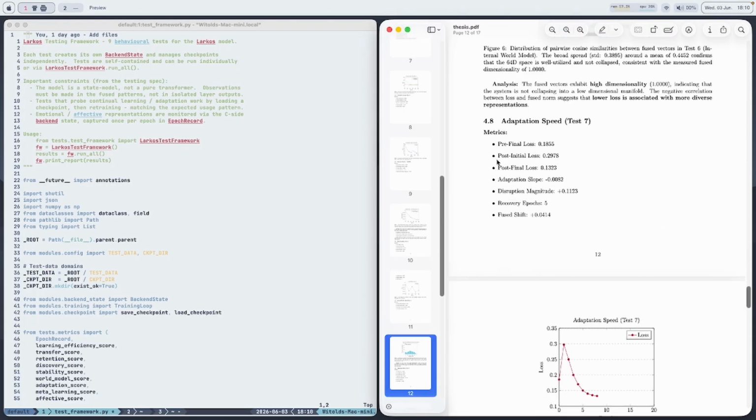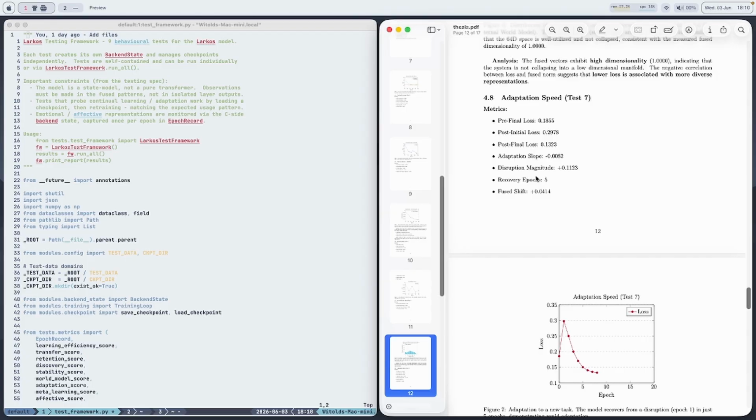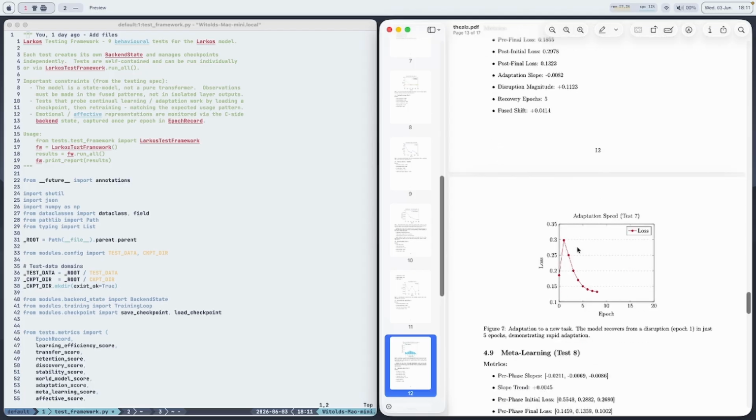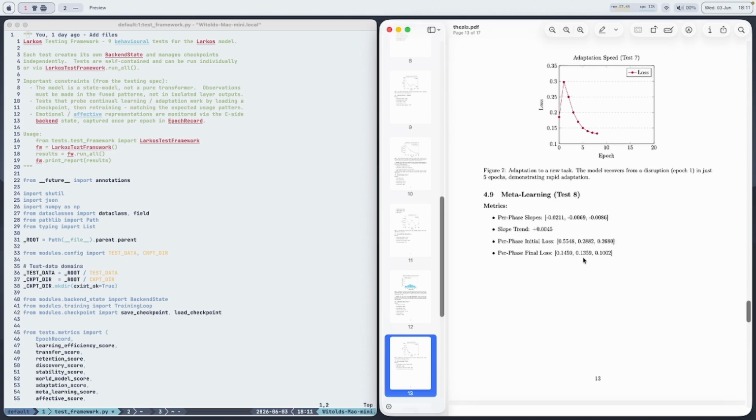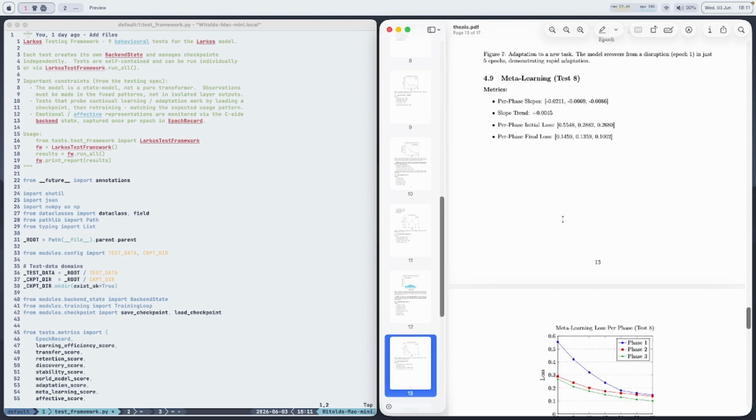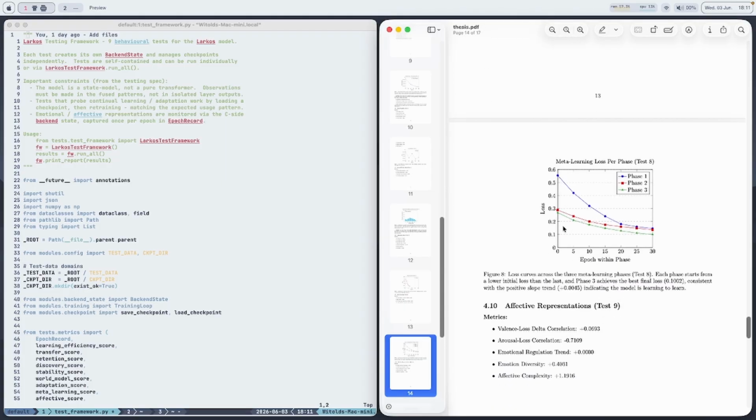Adaptation speed, so how fast does the model actually adapt? How this worked was we would have some rules, we would change one rule and see how much it would adapt. So we can see that here loss quickly rises and then it quickly decreases. So this test succeeded.